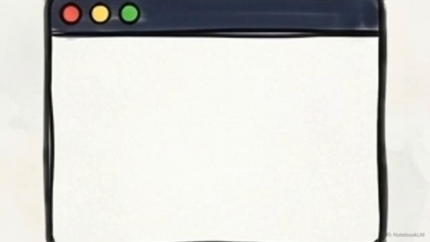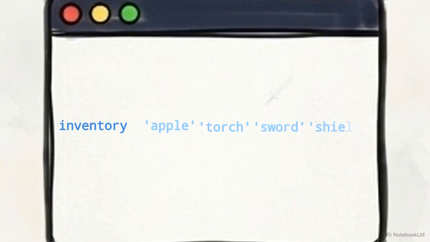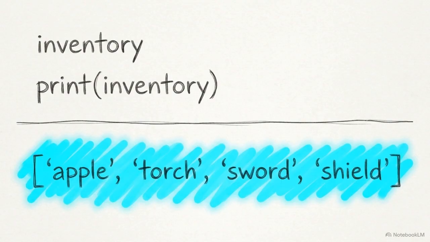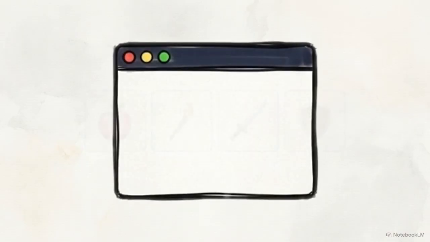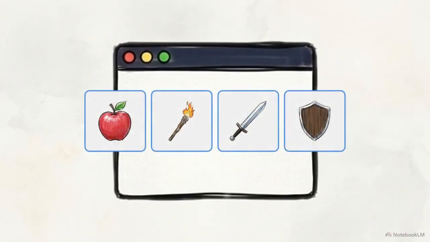Step 1 is establishing our foundational sequence. We create our inventory by assigning multiple string items to an inventory variable, wrapping them in square brackets, and separating each item with a comma. We can immediately verify that our list is stored in memory by passing our inventory variable into a standard print statement and running it. Looking at this memory diagram, Python uses zero-based indexing to retrieve specific items. The first item is at index 0, meaning if we want to pull the second item, the torch, we use square brackets and specify index 1.